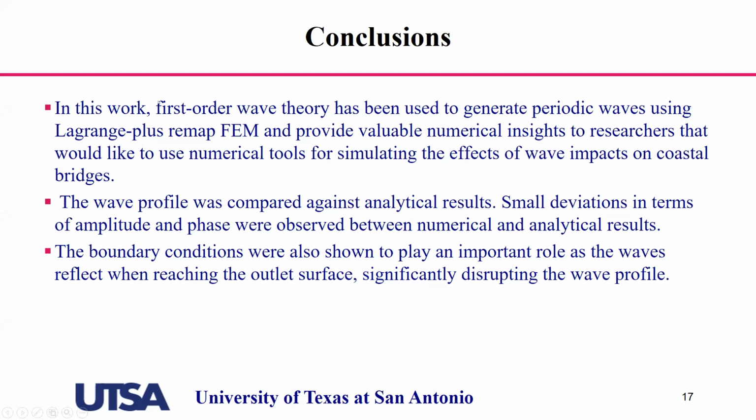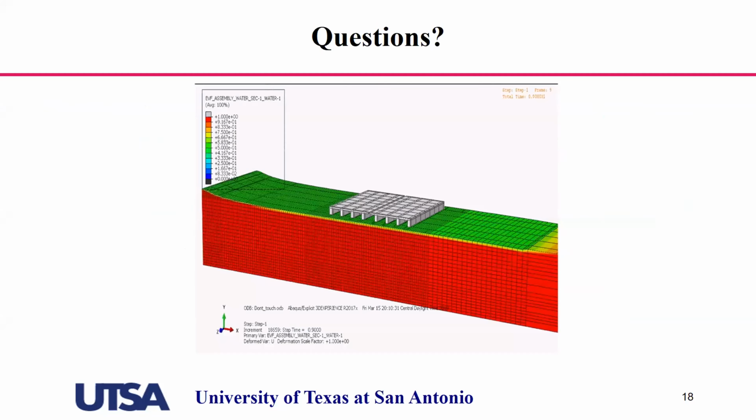In the conclusion, we have used first order wave theory to generate periodic waves using the finite element method in Abaqus. Researchers can use this technique to replicate the wave. The wave profile has a good match with the analytical result. Also, the boundary condition is very important, as it causes wave reflection, and it significantly disrupts the wave profile. And that's it.